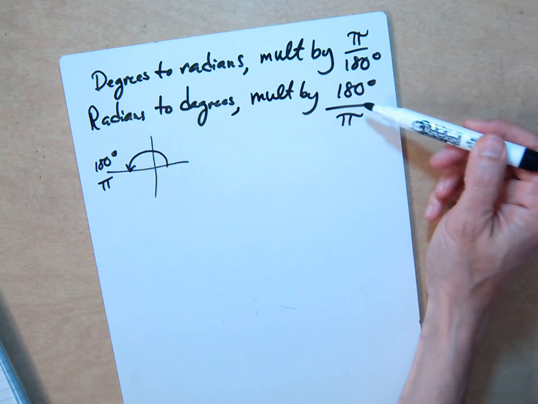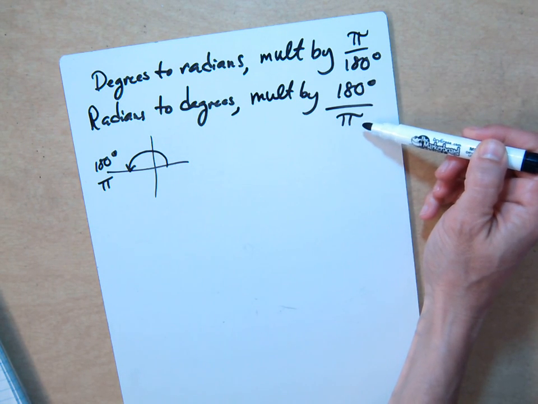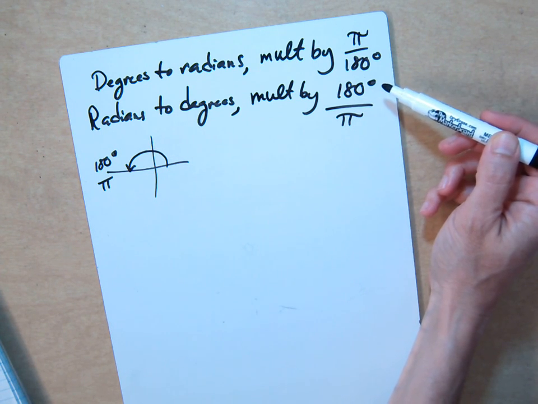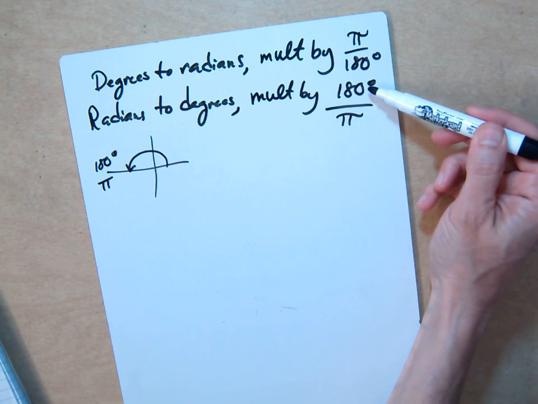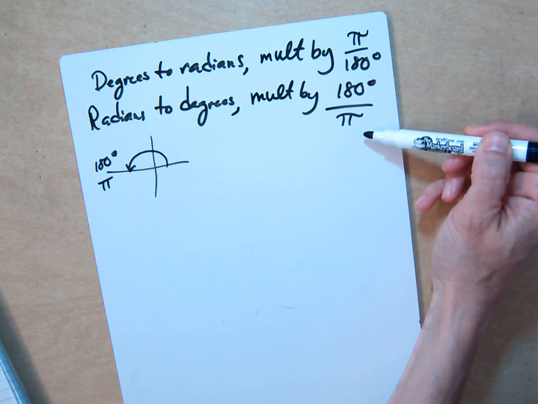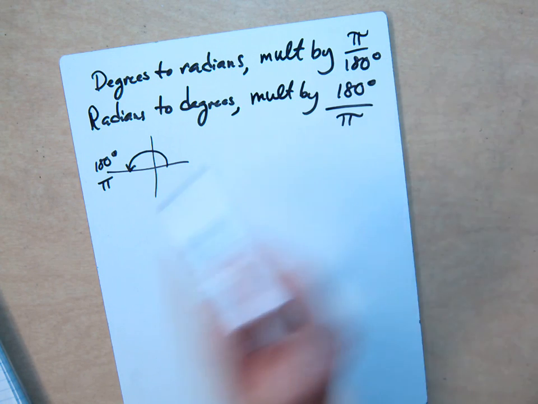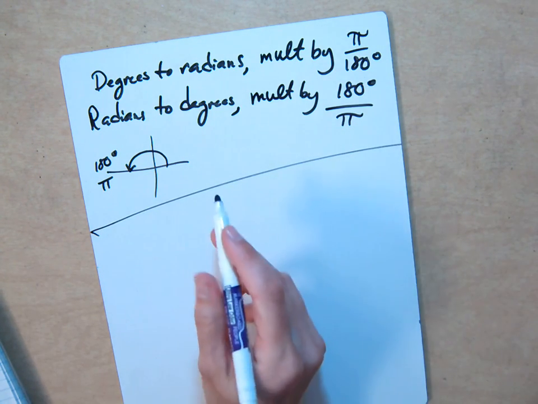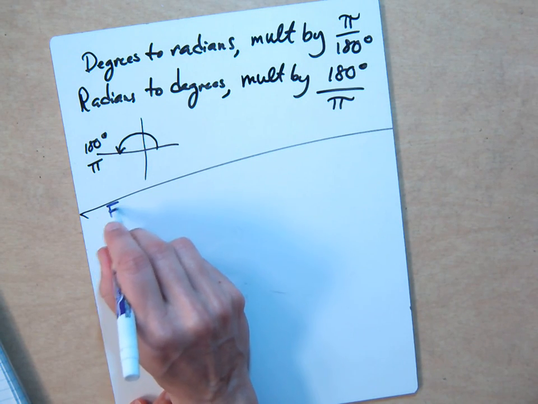Could I say 360 over 2 pi? Sure, you could do that, but that's just bigger numbers, and then it takes longer to simplify. If you want, you could multiply by 360 over 2 pi. But why? This is simpler. So we're going to wrap up with some examples of converting, and that will be all for today.